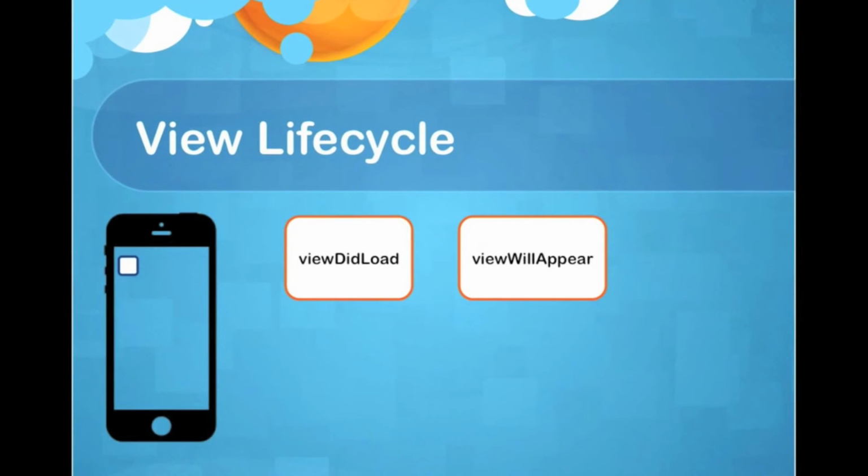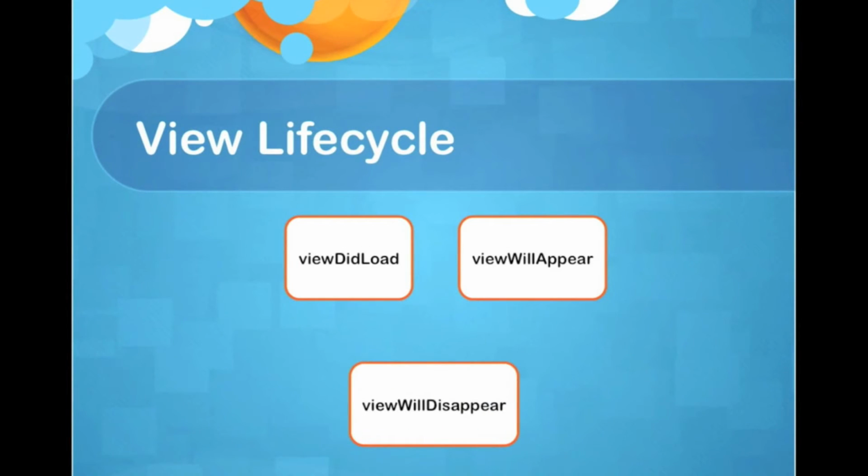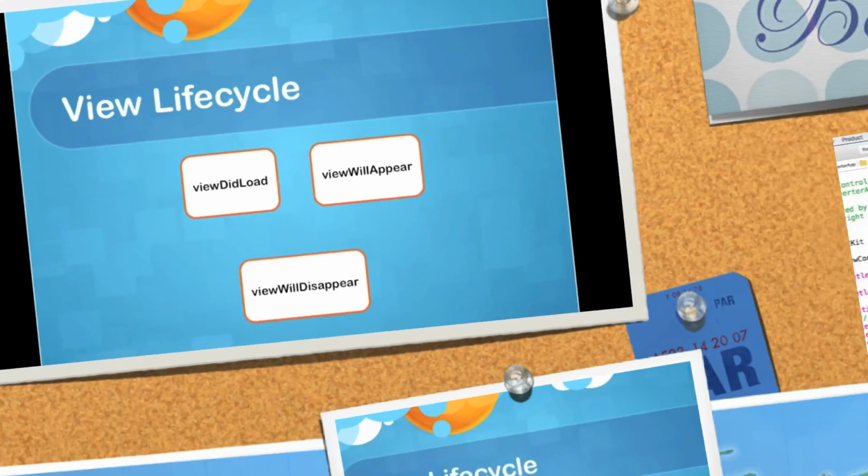Okay, suppose the user wants to leave the view. This time, viewWillDisappear will be called, and this is the best place to save the data. For example, remembering the scroll position or saving whatever the user typed so far. And this is the right place for storage.